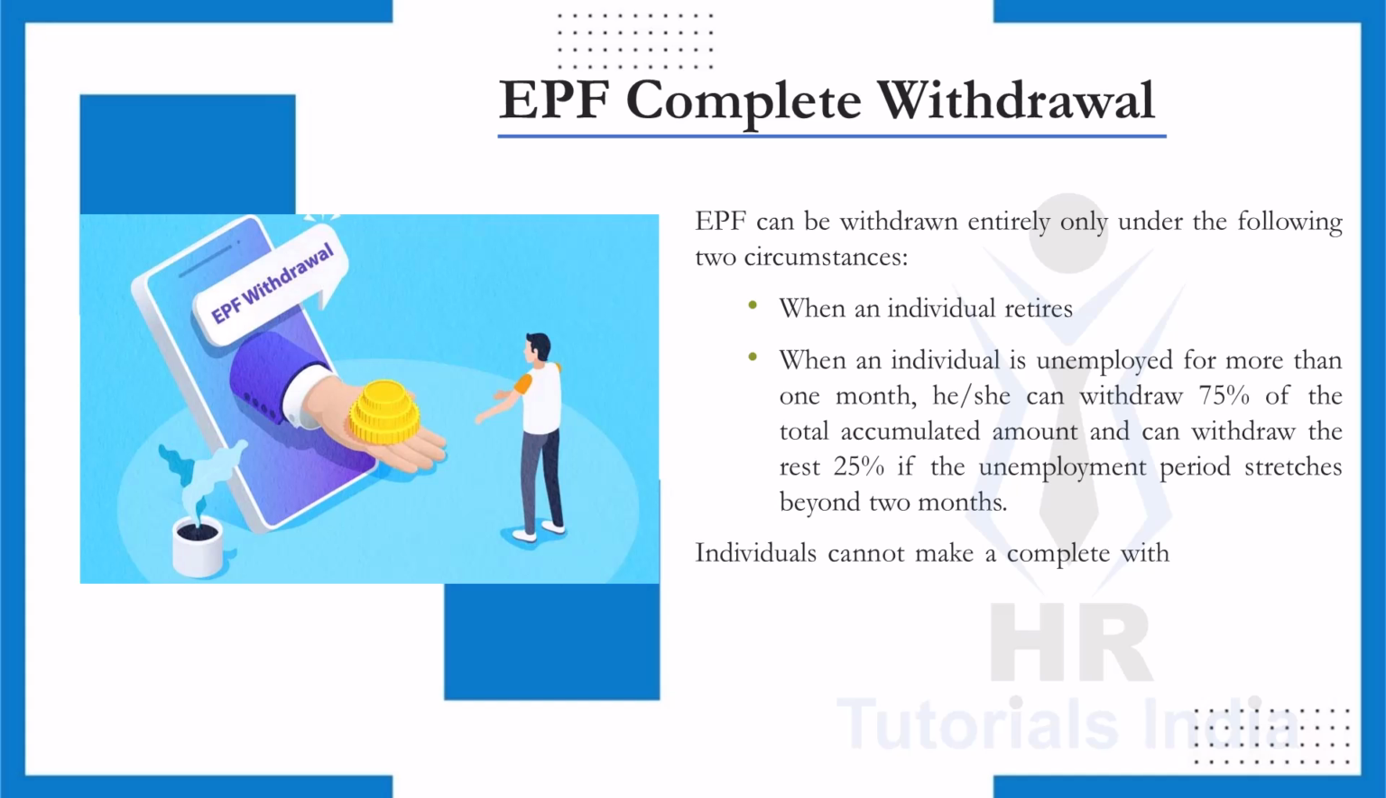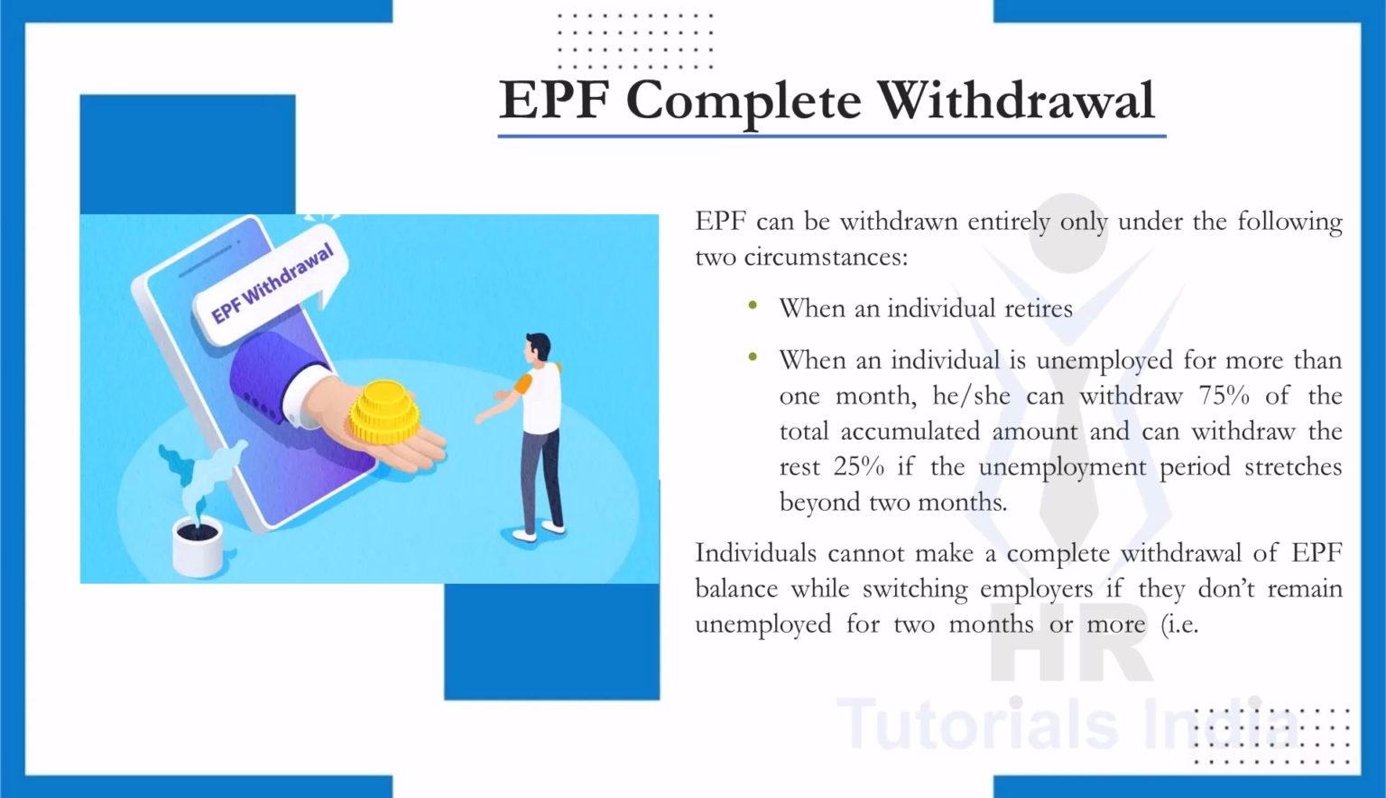Individuals cannot make a complete withdrawal of EPF balance while switching employers if they don't remain unemployed for 2 months or more, that is the interim period between changing jobs, which means an employee cannot withdraw PF in between jobs, and the employee can only withdraw PF if the unemployment is more than 2 months.